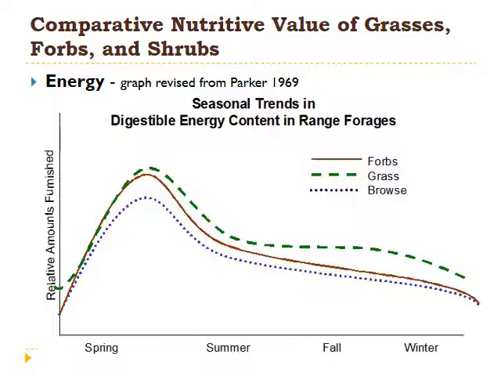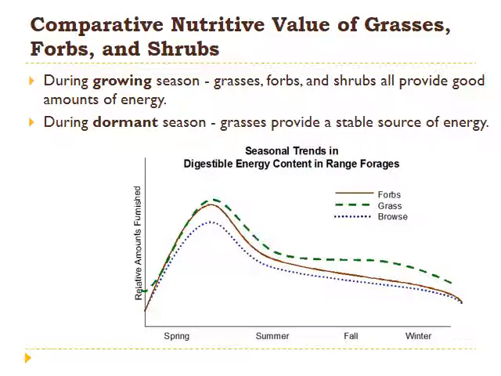Of course, non-ruminants don't get much out of them, but they are good sources of energy for ruminants and hindgut fermenters. So again, in summary, in the growing season, grasses, forbs, and shrubs all provide good sources of energy. Really no need to supplement energy. In the dormant season, grasses provide a really stable source of energy. So think about that when we get into the winter. If you're trying to avoid supplementing animals, here's a good source of energy.